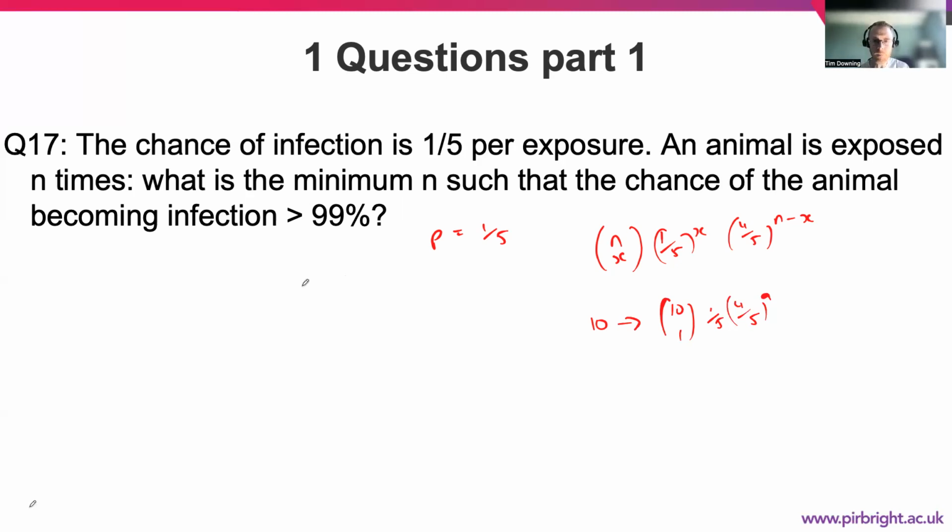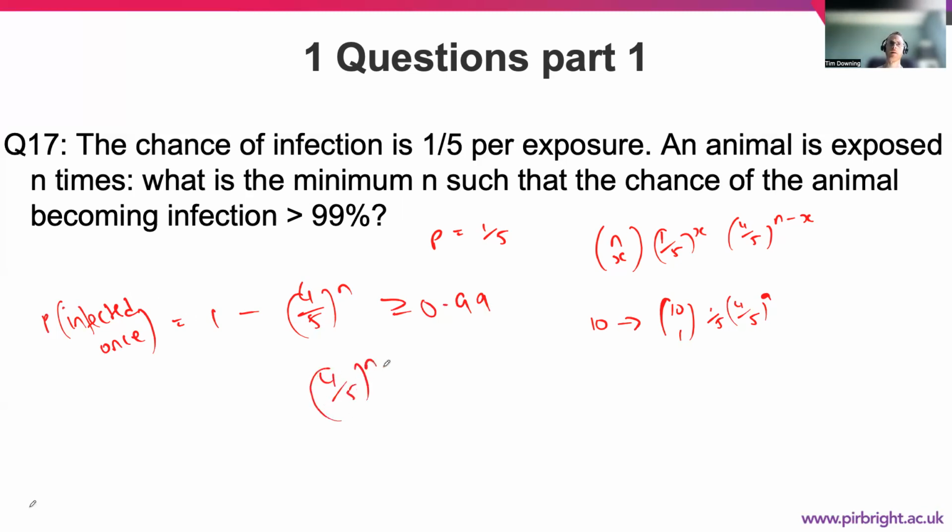So if you think about this, the probability of never being infected is 4/5 to the power of n. So becoming infected at least once is therefore going to be 1 minus this value. So saying what's the value for which that is greater than or equal to 0.99. So we can simplify and say 4/5 to the power of n has to be less than or equal to 0.01. If we solve this for n, we'll get a value of n must be at least 21 when you round it up.